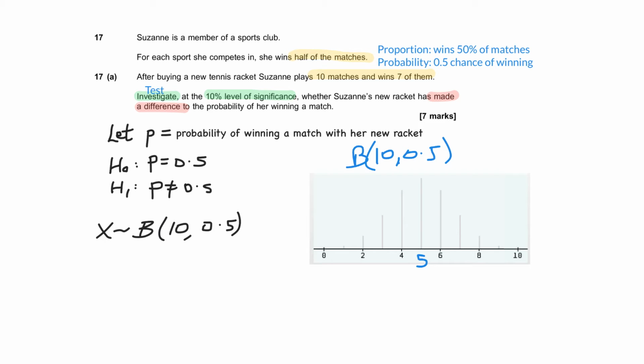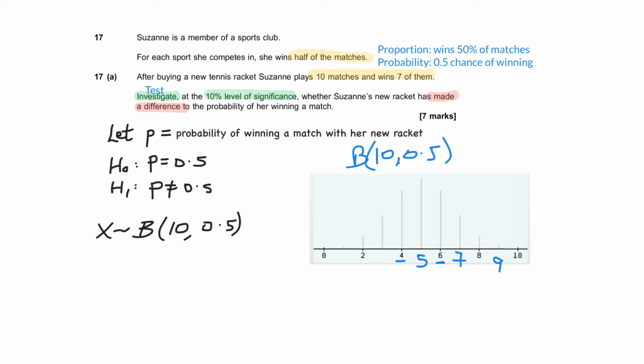But 4 and 6 next door seem pretty likely as well. They've got quite high bars. By the time we get to 7, they're getting smaller, and 9 and 10, for example, are tiny. So the question right now is, with her new racket, she won 7 games out of 10. Is that an extremely unlikely result, or is that just nothing special?